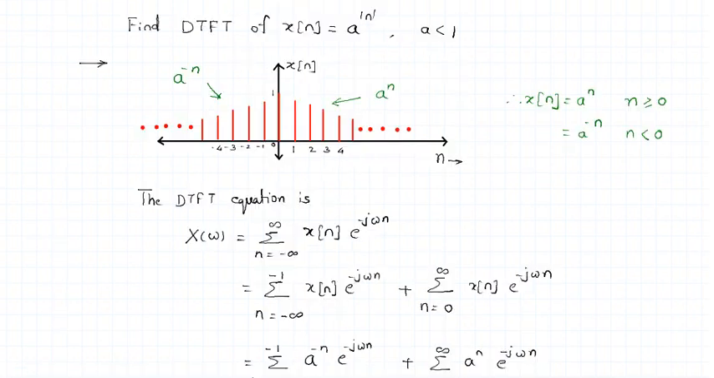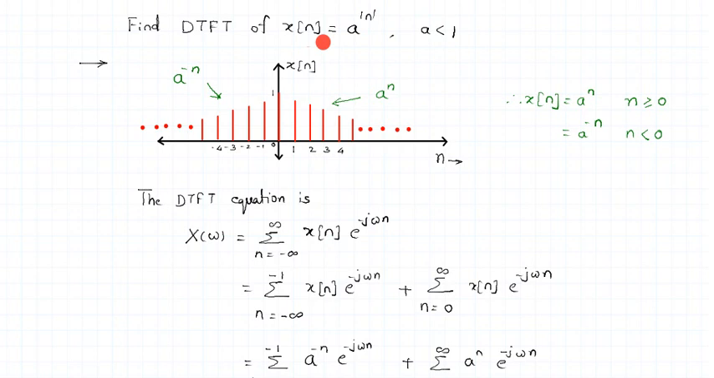Let's go for the next example. Here we have been told to find x of n, which is a to the power mod of n. The equation is a to the power mod of n, where a takes a value less than 1.